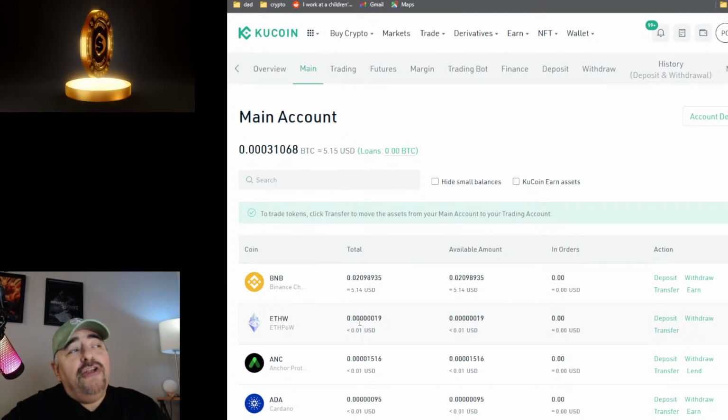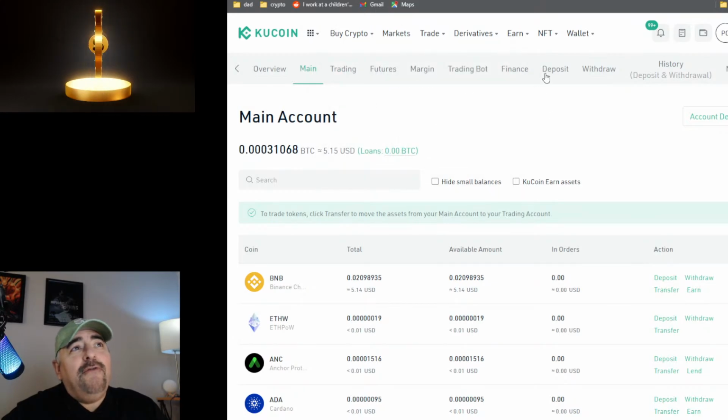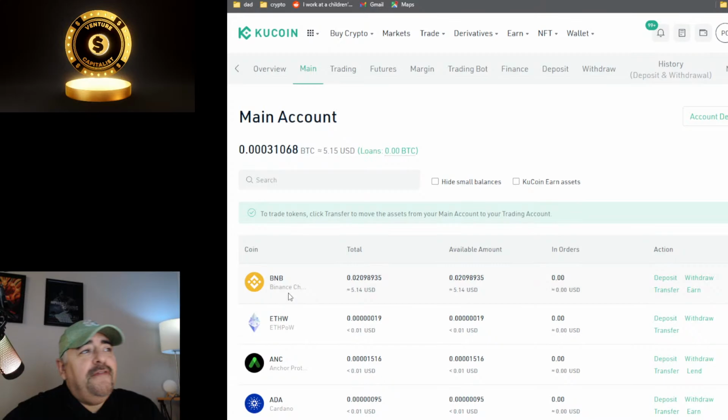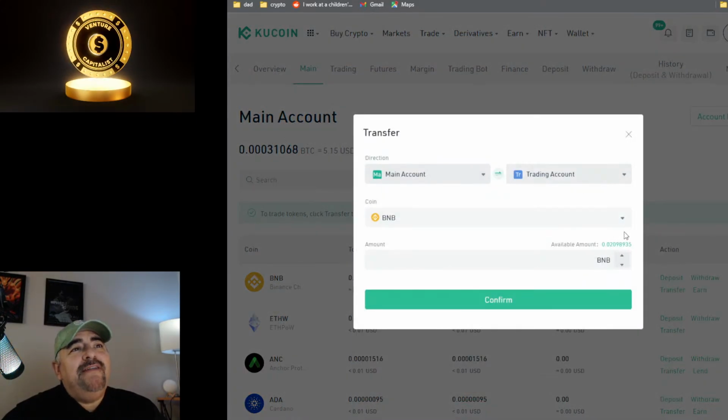Position in margins, isolated margins in KuCoin. First thing you do is you can add crypto, you can deposit whatever you want. We threw $5 over here for the training academy. So here we go. BNB, I sent over $5. It is in my main account. I'm going to turn this into USDT.